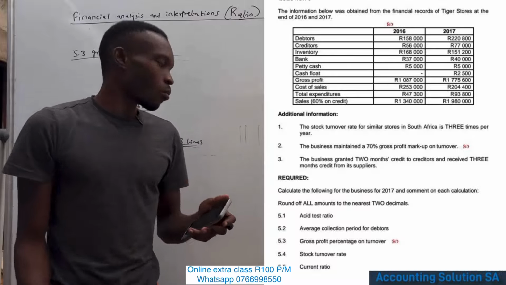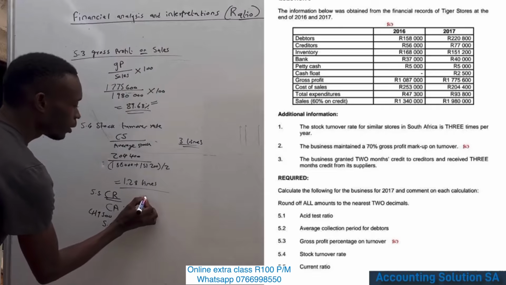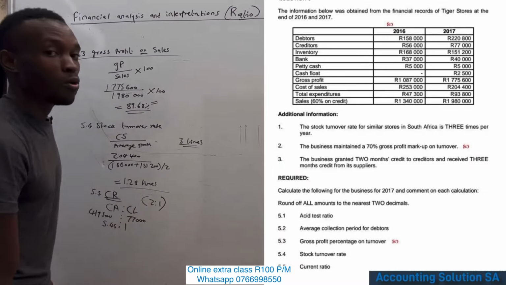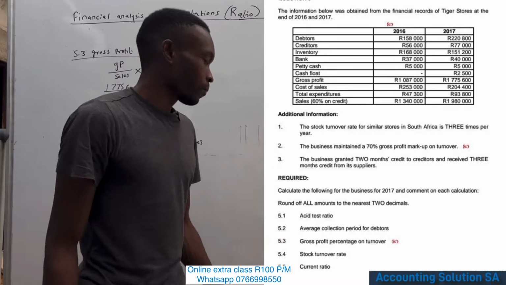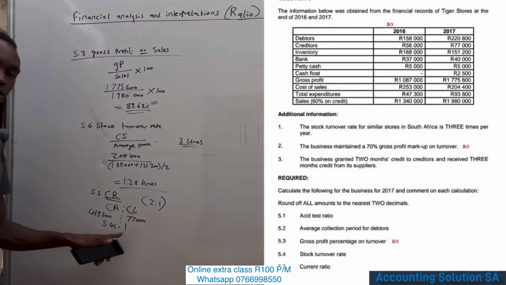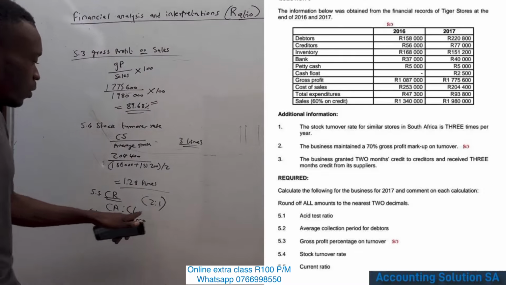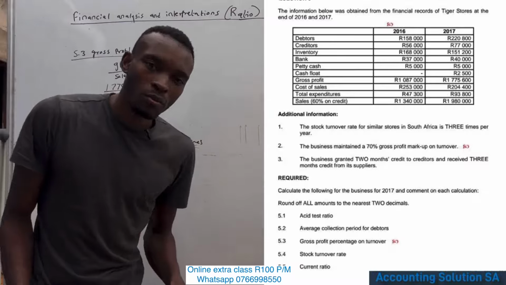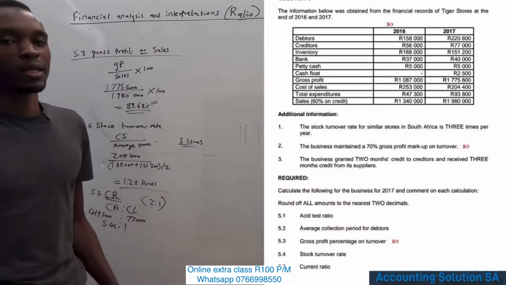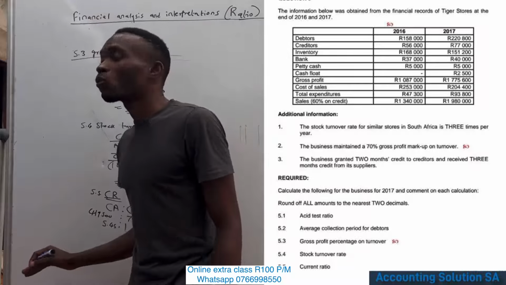Obviously, guys, the norm is 2:1, so this is more than the norm, because it's 5.45 to 1. It's more like a double. We have more assets compared to liabilities, which means that this ratio looks very good.